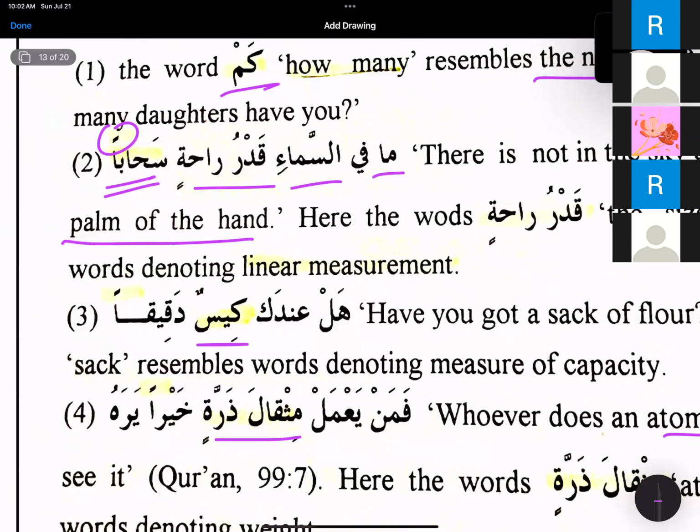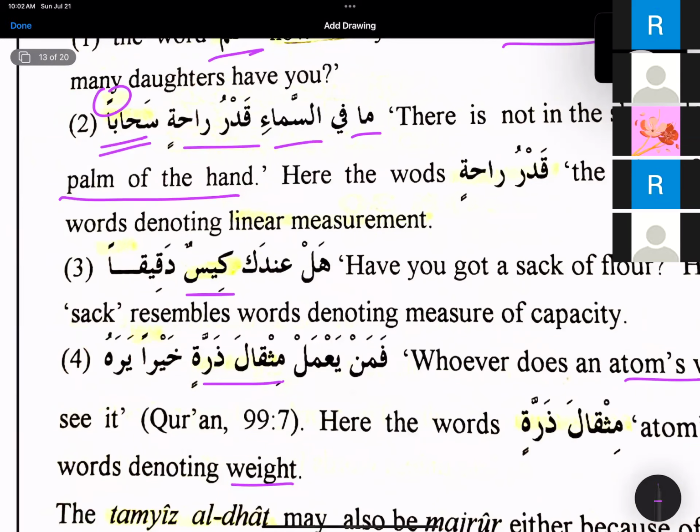Or next example, hal indaka kisun dakikan. What is kisun mean? Sack of. So have you got a sack? If I just say, have you got a sack? Hal indaka kisun? You're gonna say sack of what? Right? So I need to bring tamiz after that, and that is daqiqan, sack of flour. So even though sack is not a tool of measurement, but it resembles a tool, right? So that's why we are bringing tamiz after that.